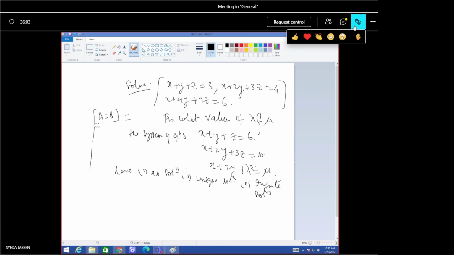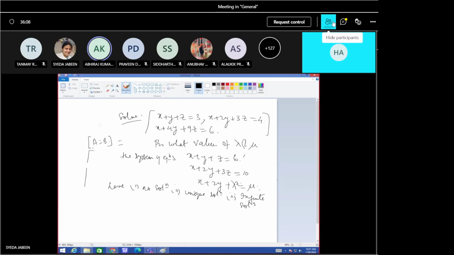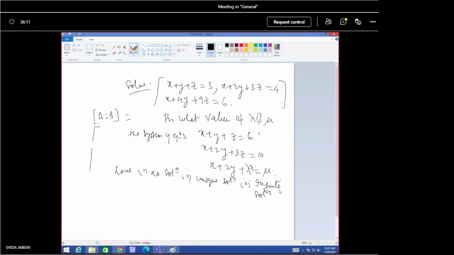Ma'am, for no solution, lambda is equal to 3 and mu does not equal 10. Yes, you're right. For a unique solution, lambda not equal to 3 and mu does not equal 10? For a unique solution, no. Ma'am, mu can take any value for a unique solution. Mu can take any value, but not equal to 10, because if it becomes 10... Yes, ma'am. For infinite solutions, lambda is equal to 3 and mu is equal to 10. Yes. Okay. Post your result.